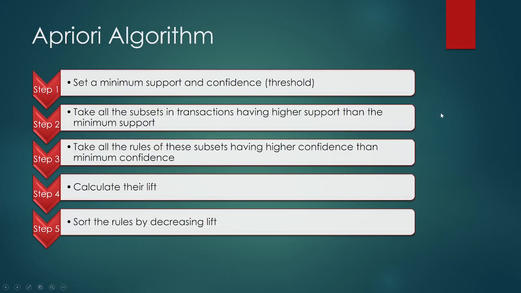Now let's combine all these three concepts and let's form an a priori algorithm. So in a priori algorithm, the first step is we set the minimum support and confidence threshold. So we will state how much support and confidence we will need in our algorithm. Then we will take the subsets of the transactions and we will calculate the minimum support. Similarly, we will also calculate the confidence based on the rules. Finally, we will calculate their lift and sort the rules by their decreasing lift.